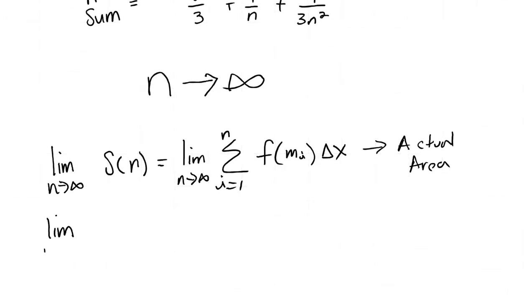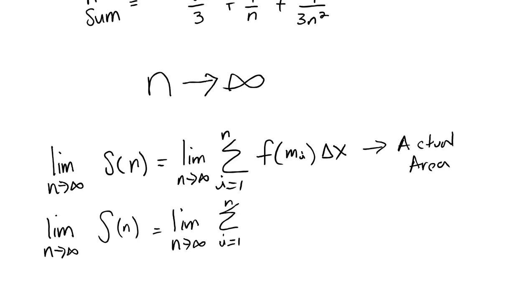We can do the same thing with our upper sum. It's a capital S of n. The limit as n goes to infinity, that's allowing our number of rectangles to increase. i equals 1 to n, f of capital M, that's the maximum on the interval. This will also give us the actual area.